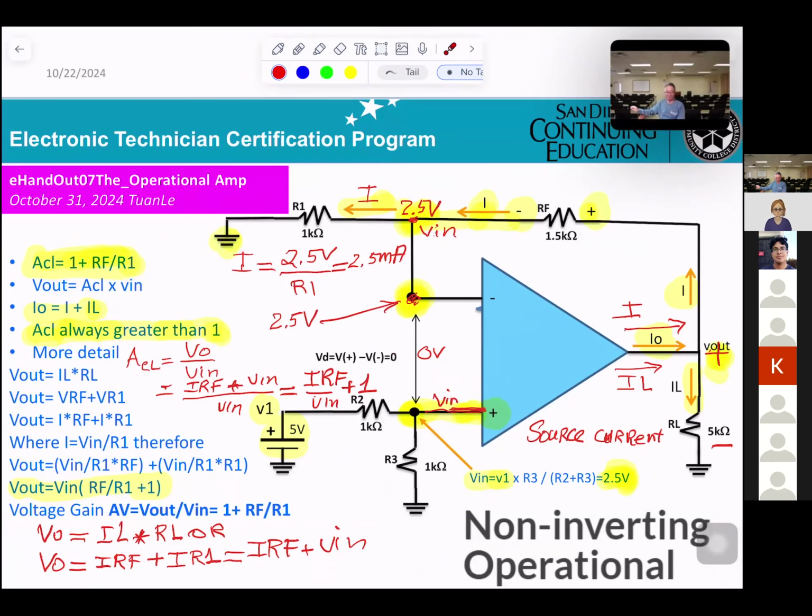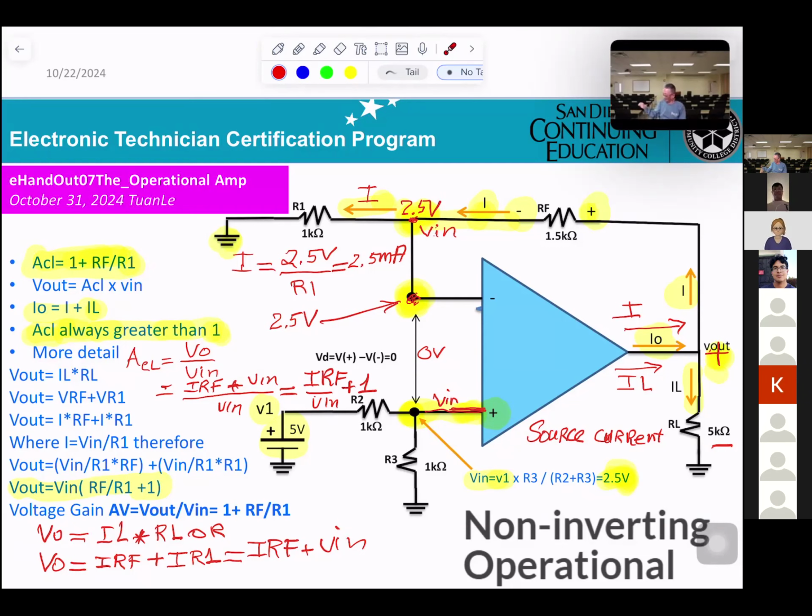And the second one, non-inverting. Non-inverting means the input is applied to the positive. And here they already tell you the gain. Gain equals 1 plus RF over R1. However, make sure the input is connected directly to the positive of the op-amp. This is the input, but it's not really the input we'll be using in the formula.